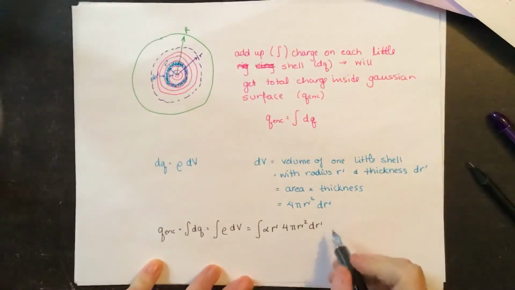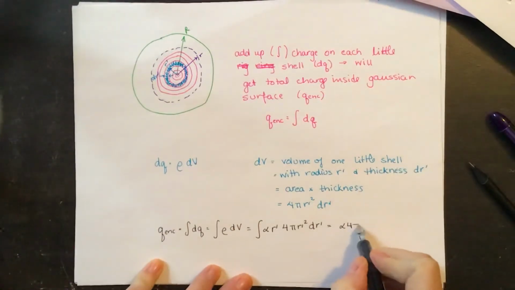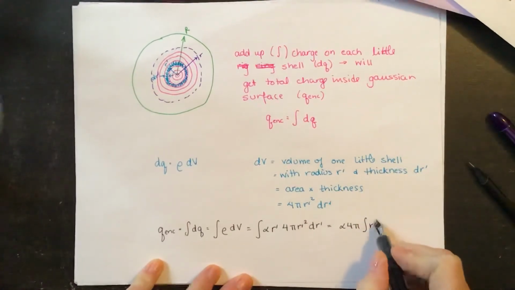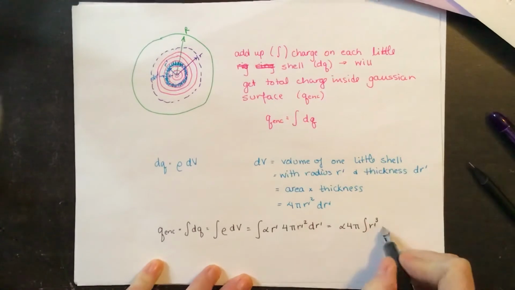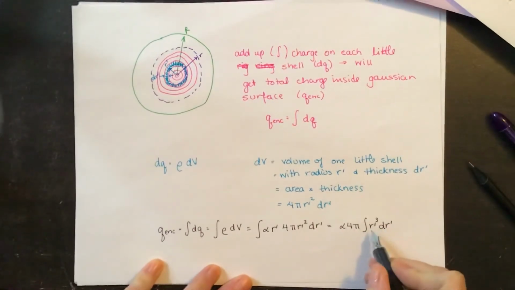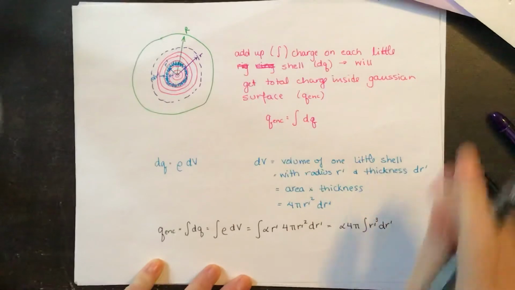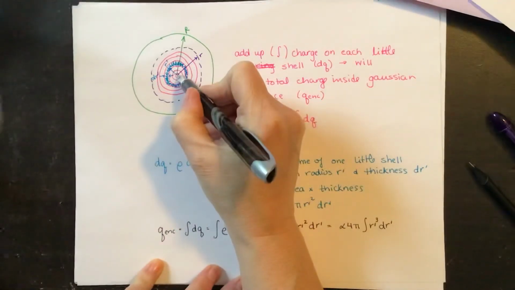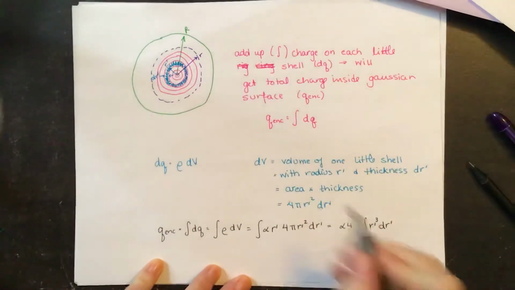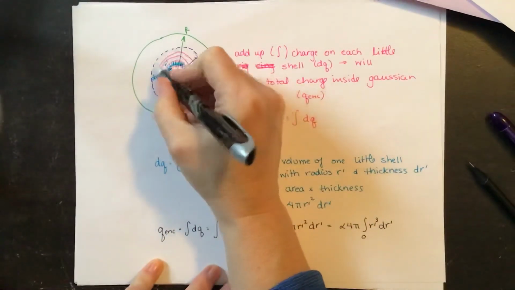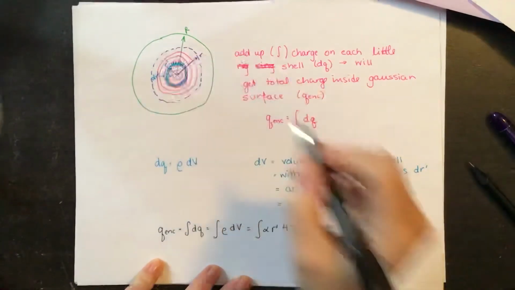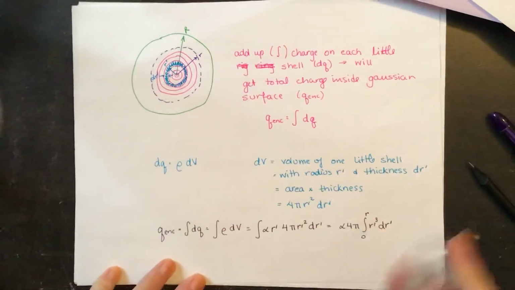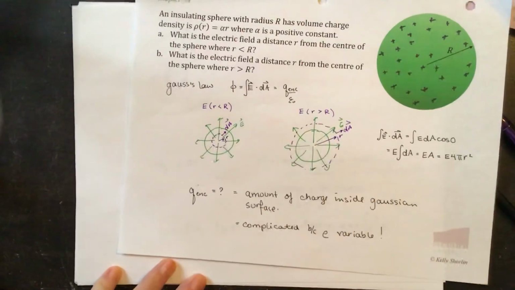Okay, let's take our constants out front. Alpha, 4, and pi are constants. Then we've got the integral of r primed times r primed squared. That's r primed cubed times dr primed. I'm guessing this is an integral most people are familiar with. And let's remember the limits of our integral. We're starting at the center where r primed equals 0. And we're stopping at our Gaussian surface because we're trying to find the charge inside the Gaussian surface. So we're stopping at r, the radius of the Gaussian surface.